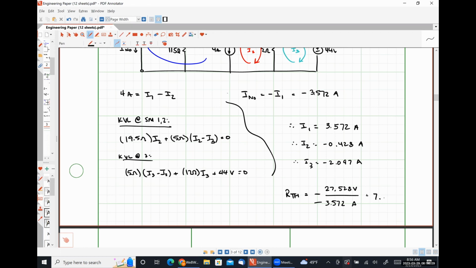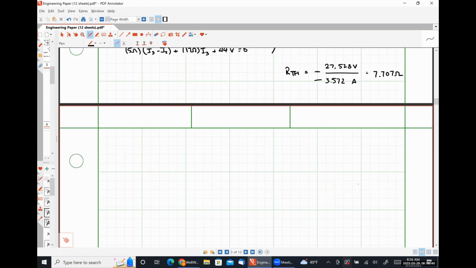Comes out to be 7.707 ohms. There is some rounding error there, so as long as we're in the ballpark of 7.7 ohms, we've done this right. So now let's find our equivalent resistance.